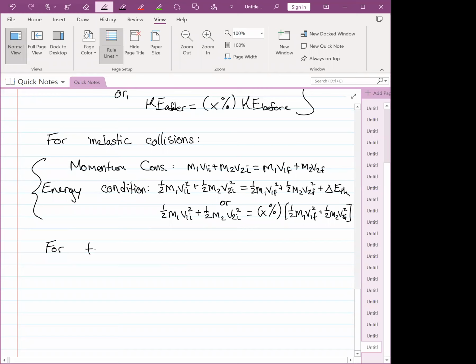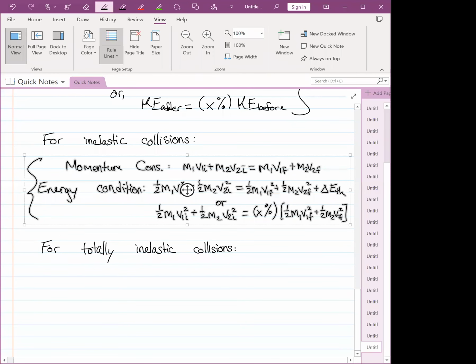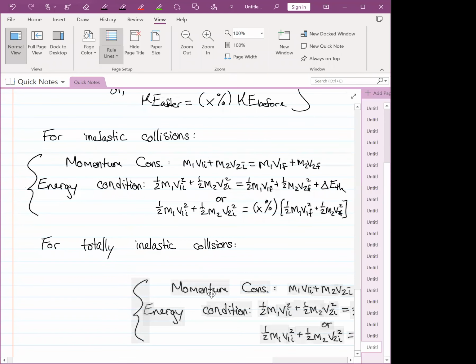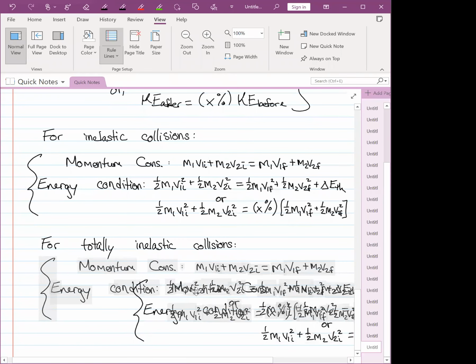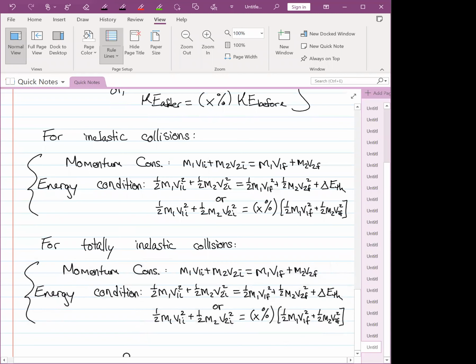For totally inelastic collisions, it's very similar. Again, we have momentum conservation, but we no longer have an energy condition. Our energy condition becomes instead that they stick together. It doesn't matter what your equations are. As long as you have the correct number of equations, you'll be able to solve the same type of problems. So here we have a momentum conservation, but then instead we have the totally inelastic condition.